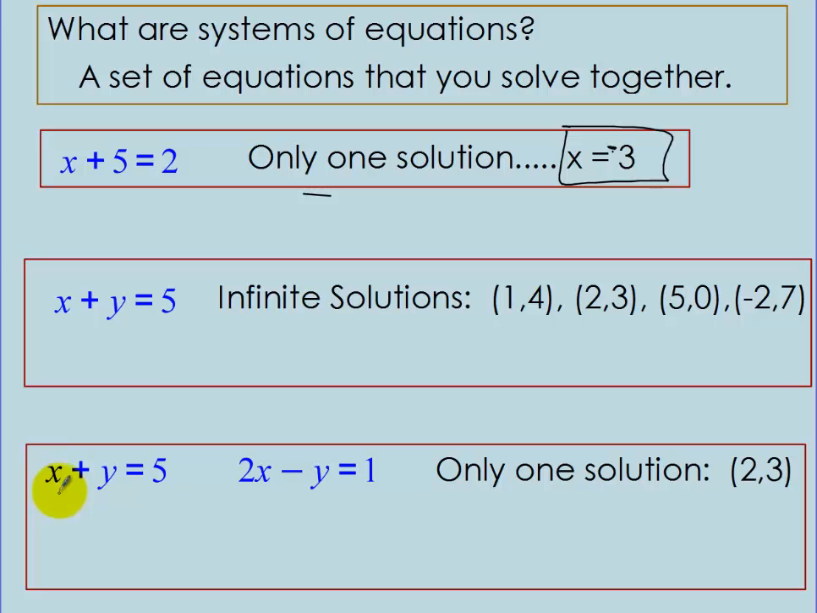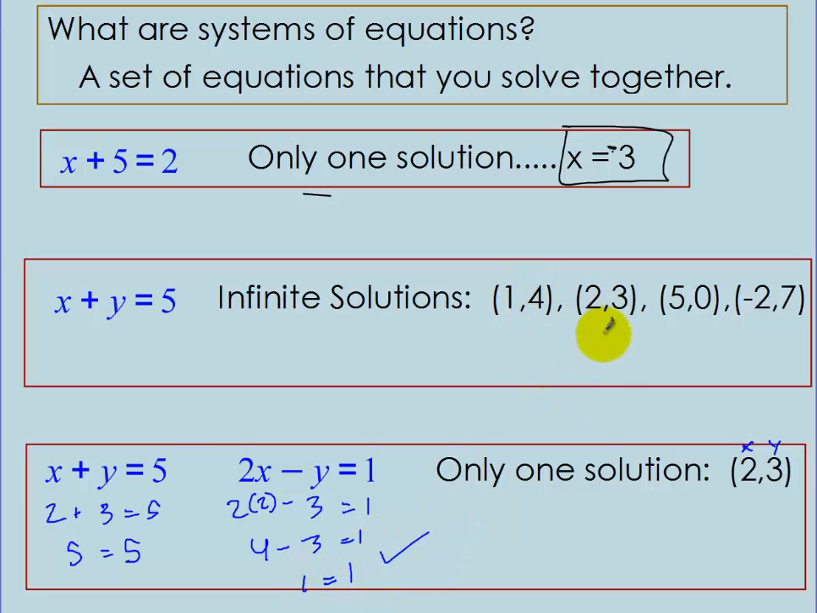So if I had the system x plus y equals 5 and 2x minus y equals 1, there is only one possible solution, and that is 2, 3. I'm going to plug this in and show you. If you plug in 2 for x and 3 for y, you get 2 plus 3 equals 5, so 5 equals 5, and that checks out. Over here you get 2 times 2 minus 3 equals 1, that's 4 minus 3 equals 1, so 1 equals 1, and that checks out.